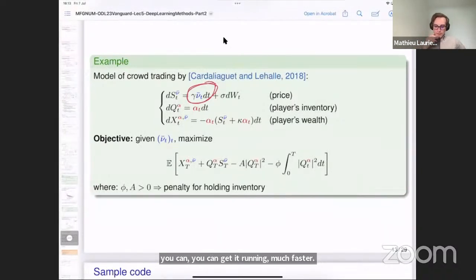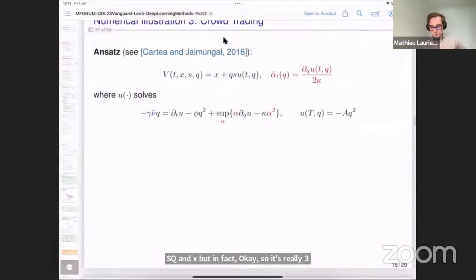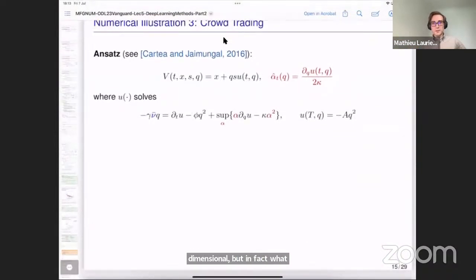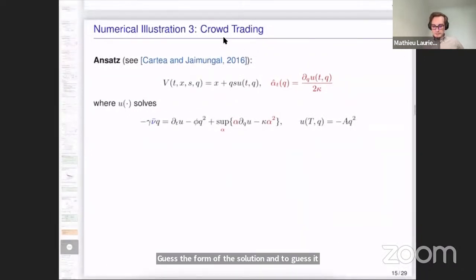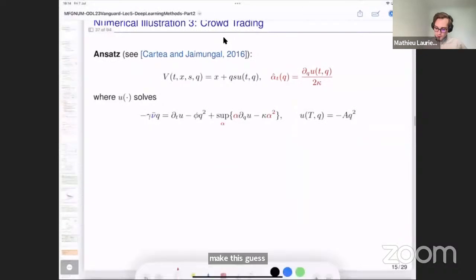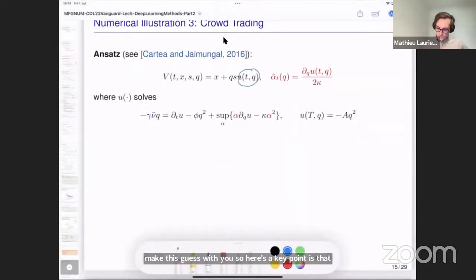So in this model, I was saying it's three-dimensional, S, Q, and X. But in fact, what Cartea and Jaimungal proposed is to guess the form of the solution and to guess it right. And the form of the solution they propose is the following one: X plus Q S, plus u(t,Q). And it turns out that if you make this guess, the key point is that u is a function of t and Q only, so it's a function of a one-dimensional input besides time.